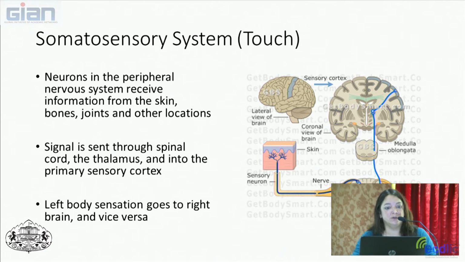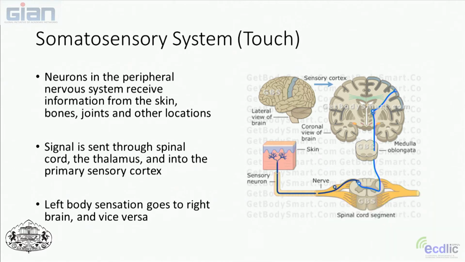Okay, we're going to go on to the somatosensory system, which is touch. Neurons in the peripheral nervous system receive information from the skin, bones, joints, and other locations. These signals are sent through the spinal cord, and of course they go through the thalamus and into the primary sensory cortex. You can see the primary sensory cortex is a strip across the brain here, and it's right behind the motor cortex. While the motor cortex is in the frontal lobe, the sensory cortex is in the parietal lobe. And again, the left side of the body goes to the right brain and vice versa.